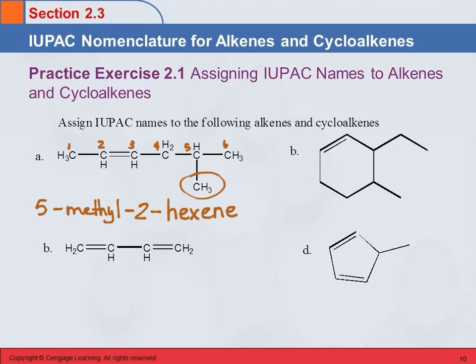Okay, let's look at B. What do we have going on here in B? Well, in B, we have a ring, don't we? The ring has 6 carbons, and there's a substituent over here that has 2, and this one has 1. So the ring is the biggest thing going on. The ring is the base, the parent chain. So 6 carbons in a ring would be cyclohexane, right? But there's a double bond, so this is cyclohexene.